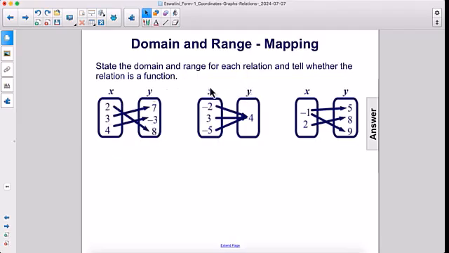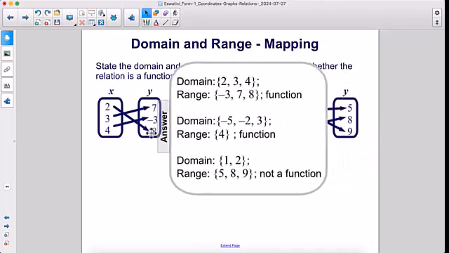Here we have a domain of -5, -2, 3. They all map to one single y value, which is allowed. Therefore, and the range here is just 4. Therefore, this is a function. Here, however, we have a domain of -1 and 2, but a range of 5, 8, 9. Here you can see one x value has two different y values. Therefore, this is not a function. And here are the answers.